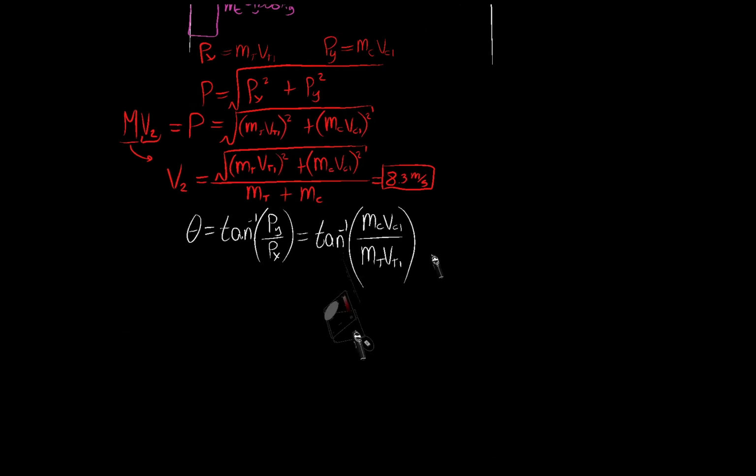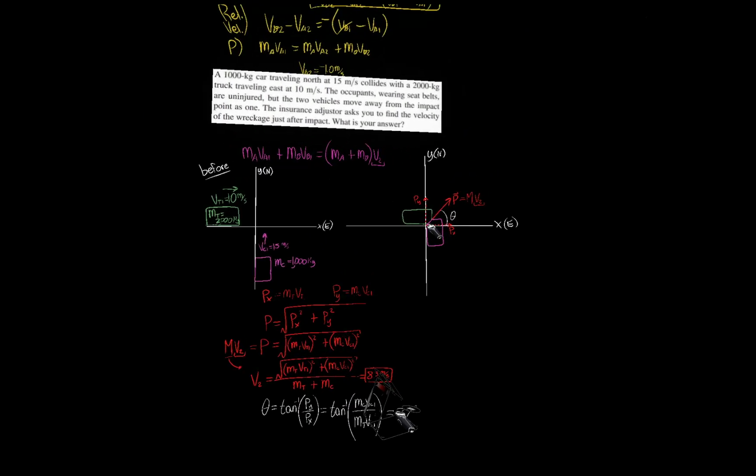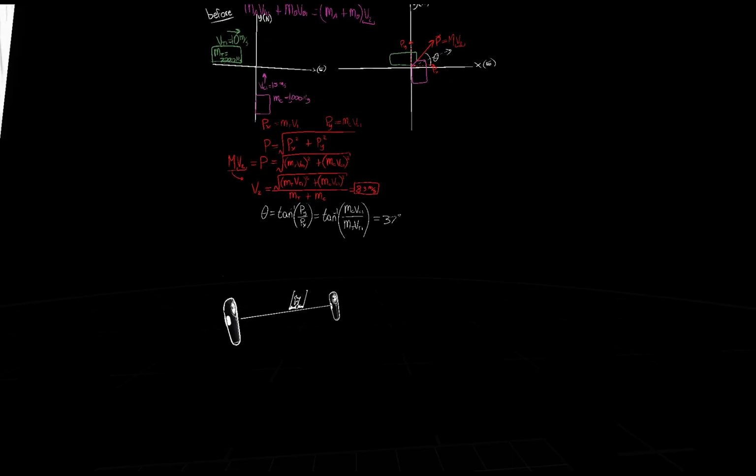So if you work that out, plug that in, make sure you're in degrees, not radians, then you get 37 degrees, which means that the direction that the wreckage goes after the collision of this truck and the car is 37 degrees north of the eastward direction. So 37 degrees, we weren't too far off. So it might actually be something like this, that direction. And that's probably to do with the truck having more mass. All right, that is it for this video.